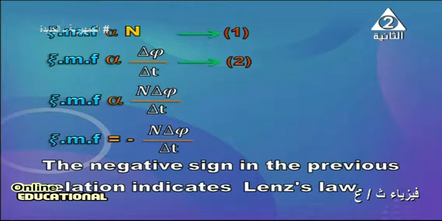So EMF is directly proportional to the number of turns. The greater the number of turns, the higher the EMF induced. EMF is directly proportional to the change in the field. The greater the change in the magnetic flux, the higher the EMF induced. And it is inversely proportional to the time of that change, so it is proportional to the rate of change. Combining both, EMF equals negative N delta phi over delta t. The negative sign here has a meaning. It indicates Lenz's rule or law. So let's learn about this law.